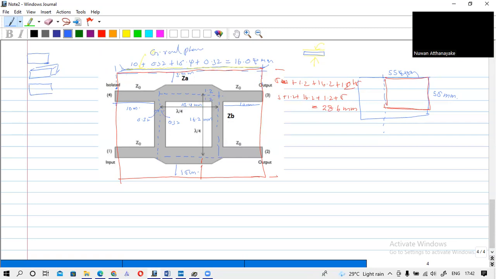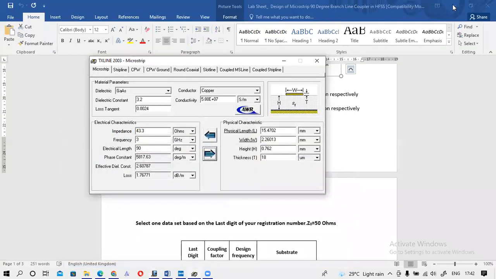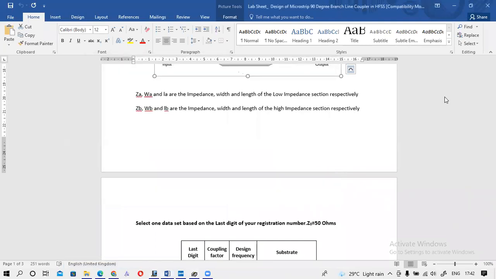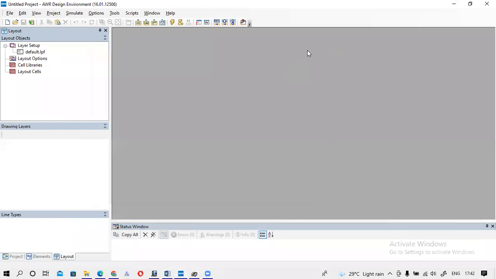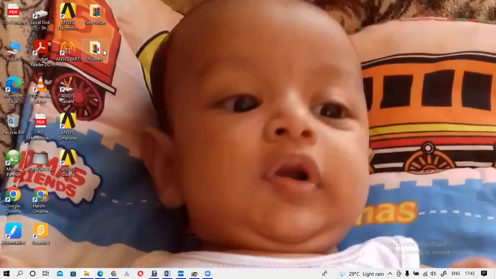Likewise we can do the design in HFSS. Okay, we are going to use HFSS. So I open HFSS.